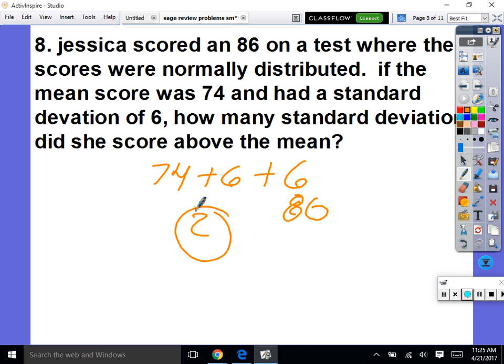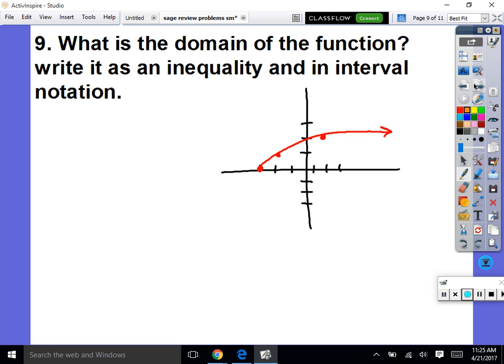Okay, number 9. It says, what's the domain of the function? Write it as an inequality and in interval notation. As an inequality, we'd say our x values are greater than or equal to -3, and then in interval notation it's from -3 to infinity.